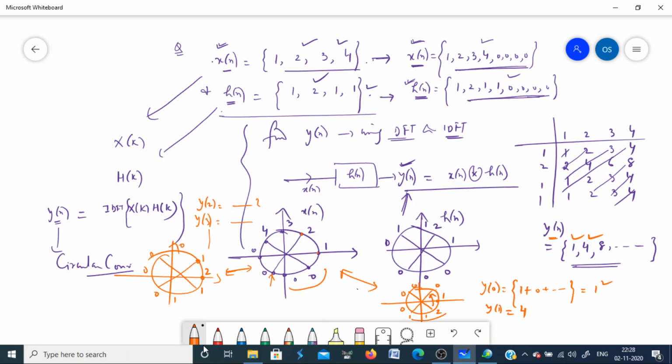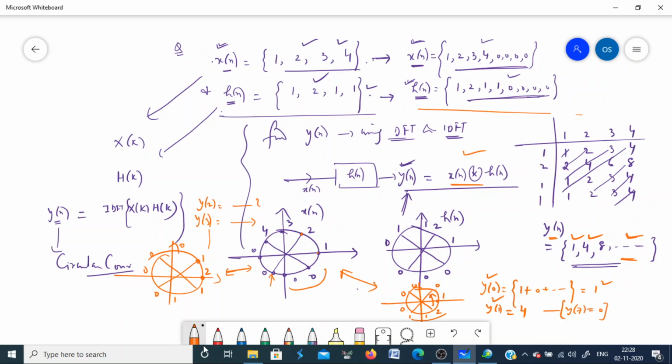Now the length of the output is 7, but you are computing an 8-point circular convolution. So automatically you will get 7 non-zero samples in this circular convolution. The last sample y7 will automatically be 0, because there are only 7 samples in the linear convolution. In the circular convolution, although you will get 8 samples, the last sample will be 0.